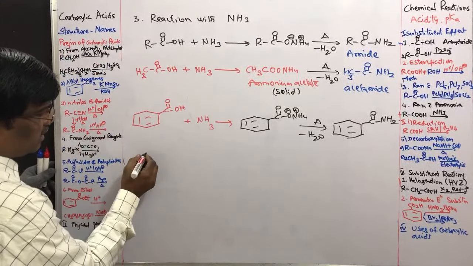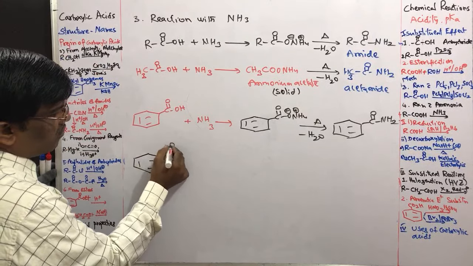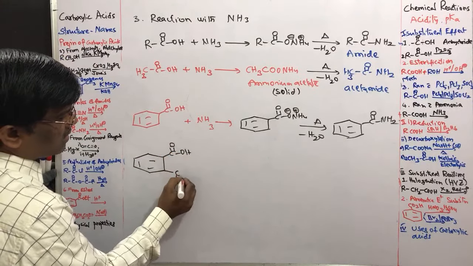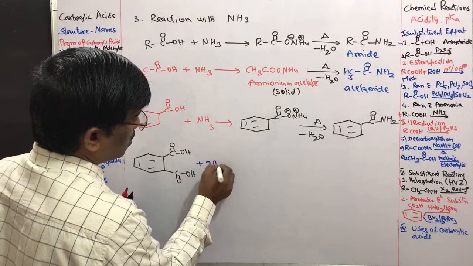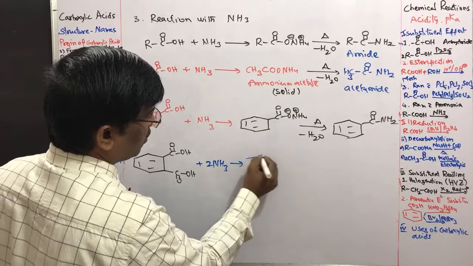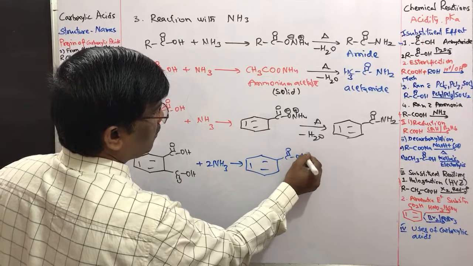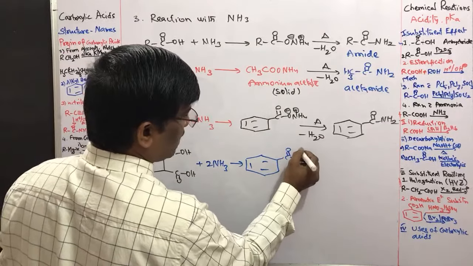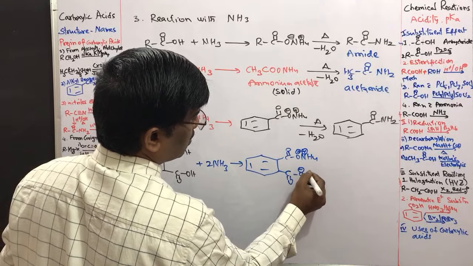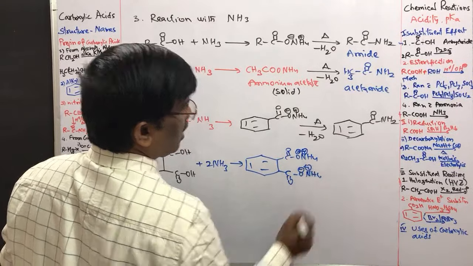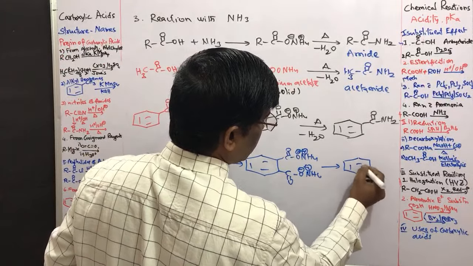And an important thing, Gabriel amino acid synthesis, we will learn this. Phthalic acid, which we prepare from tetralone. This phthalic acid upon reaction with 2 moles of ammonia is going to give the ammonium salt of phthalic acid, and upon heating it is going to form the amide, the diamide.